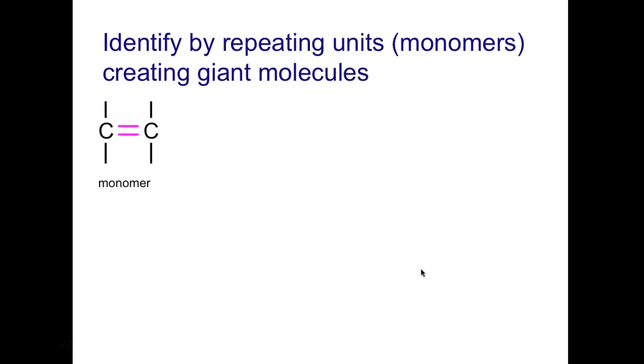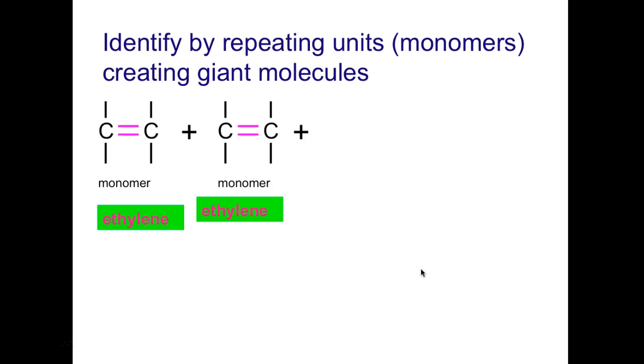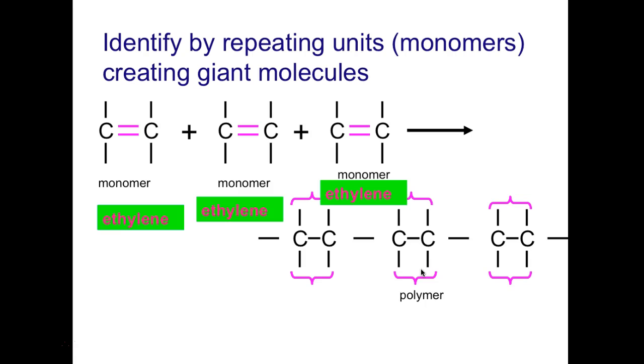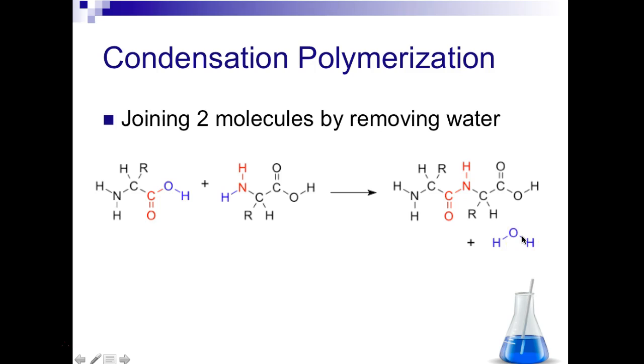So our monomer would be our smaller part. That will be ethylene plus another monomer, ethylene, plus another monomer, which would be ethylene. And that will make a polymer. And that will be polyethylene because we added all of these ethylenes together and made a long chain.